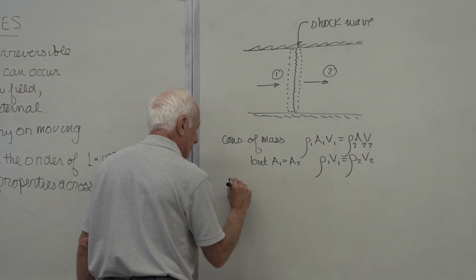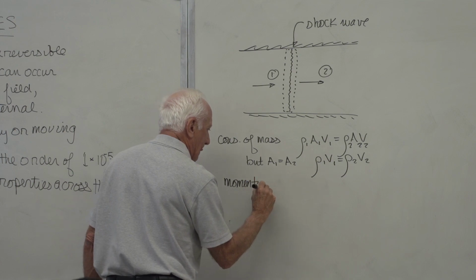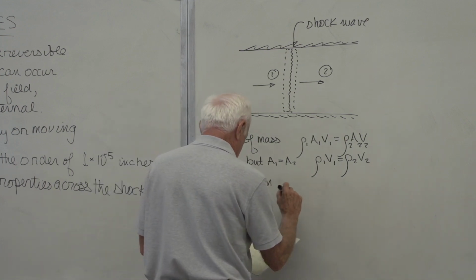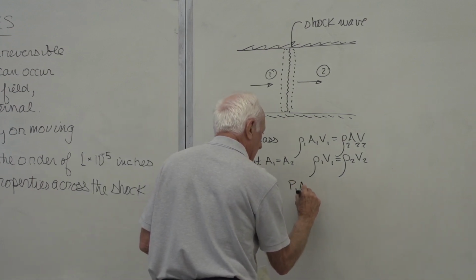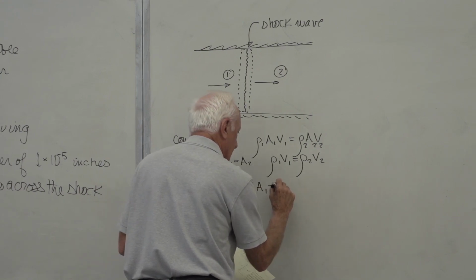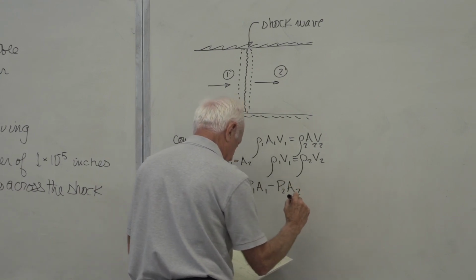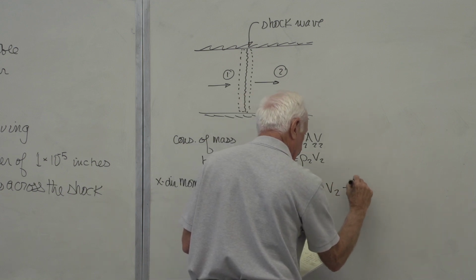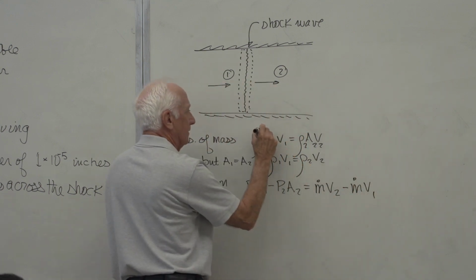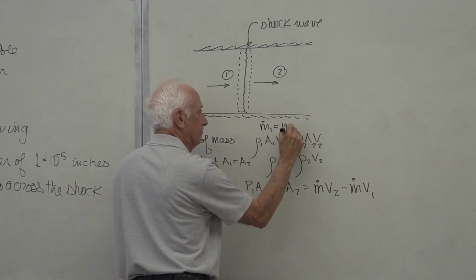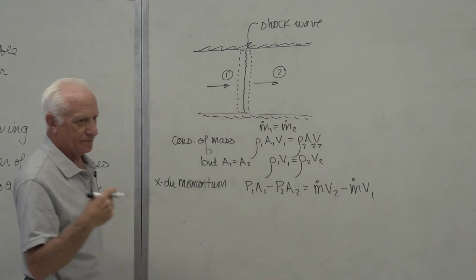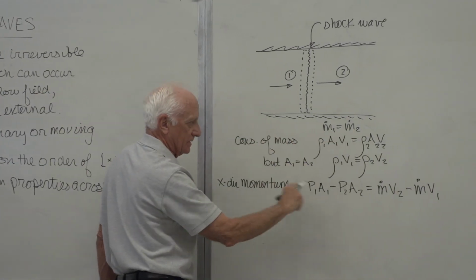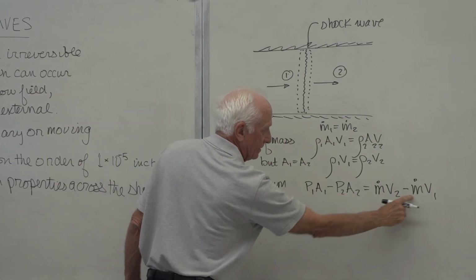Now we have momentum, and we'll call that in the x direction. So our momentum equation, the forces, pressure forces on both sides, because the mass flow rates are the same, m dot 1 equal m dot 2 from continuity or conservation of mass. You don't need a subscript on those. They're the same.